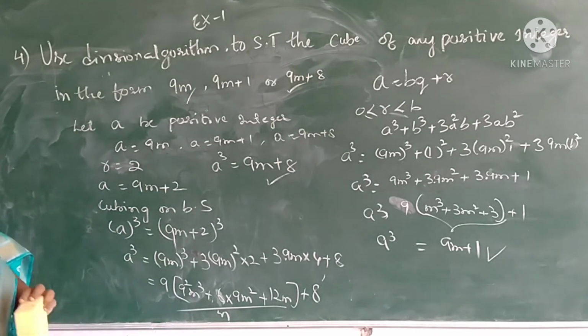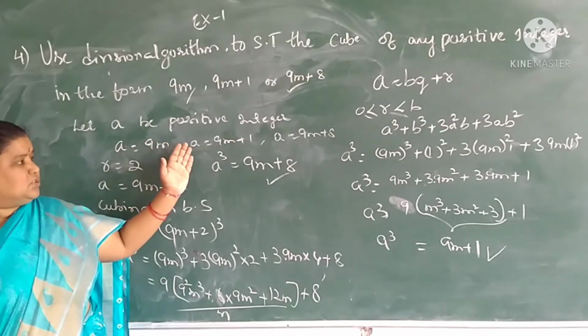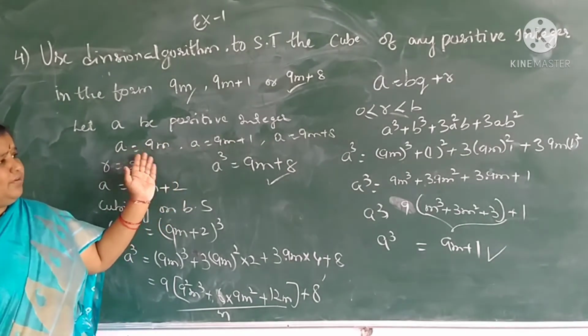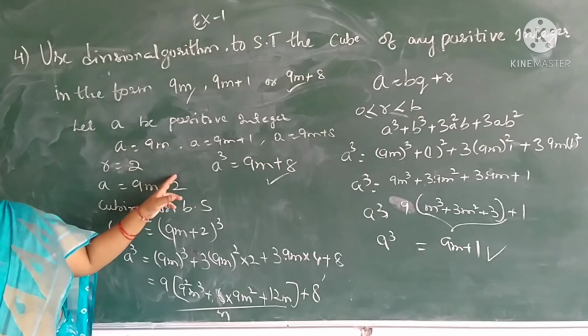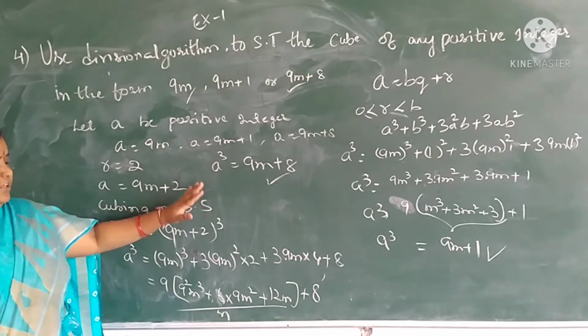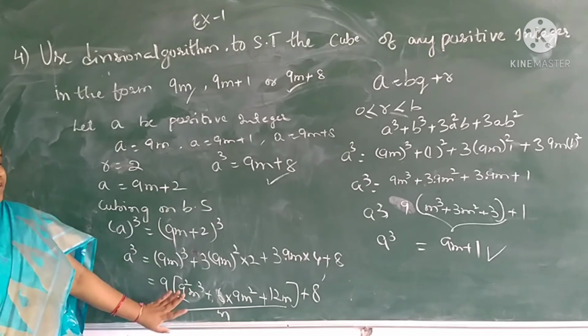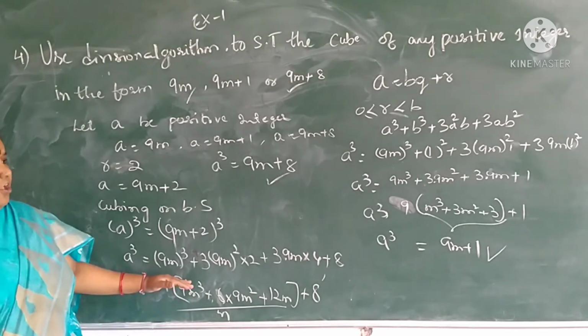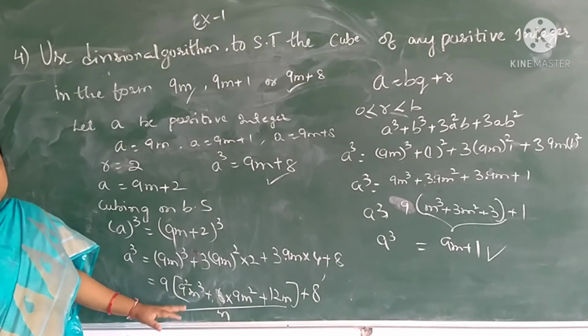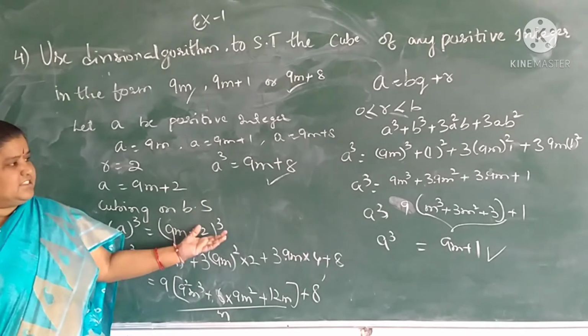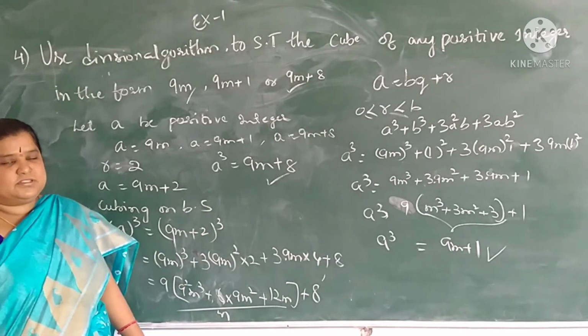If you are getting in such a way, you can take all values 4, 5, 6, 7 and you can solve the problem. If it is satisfied, you can write satisfied. Otherwise, it is not satisfied. Okay, children, this remaining you have to try in your work.